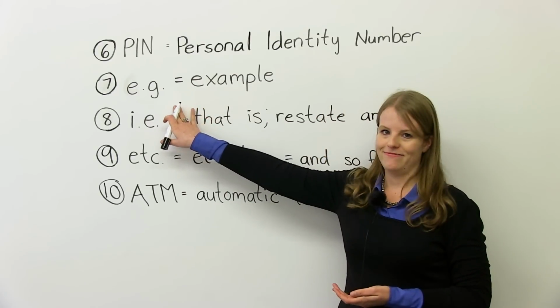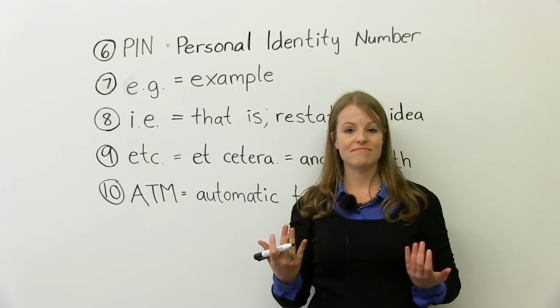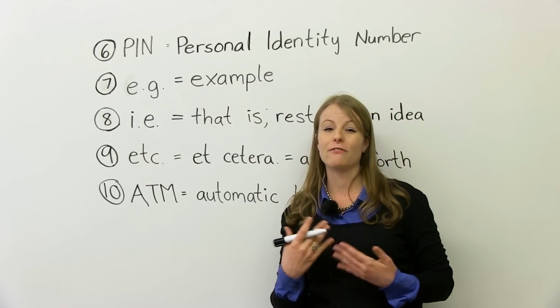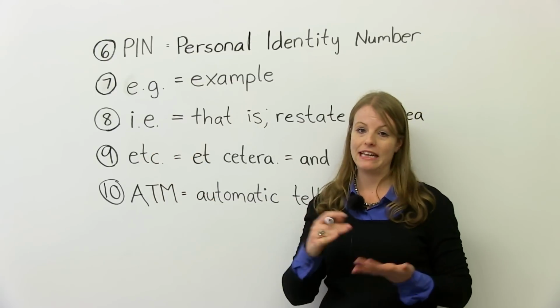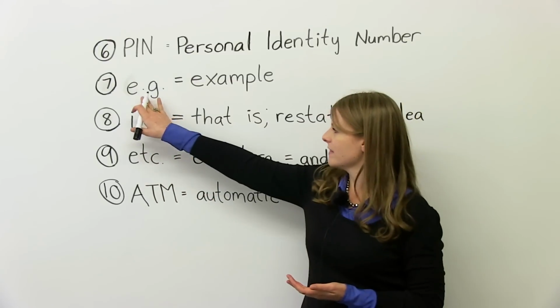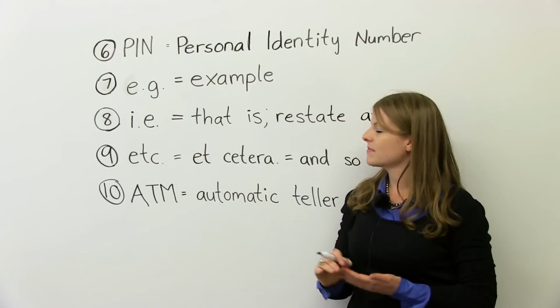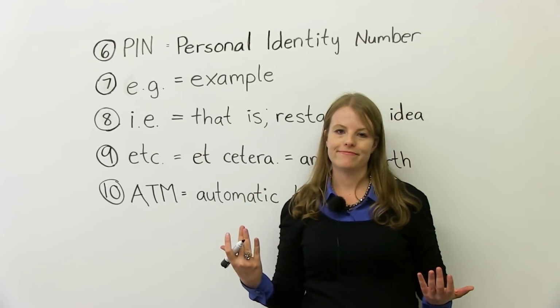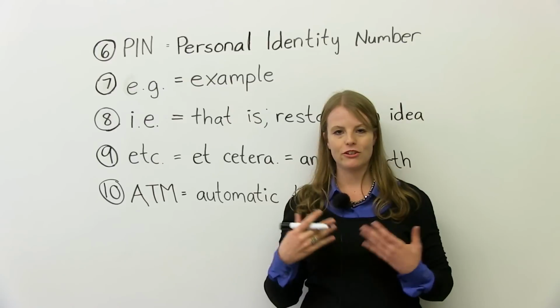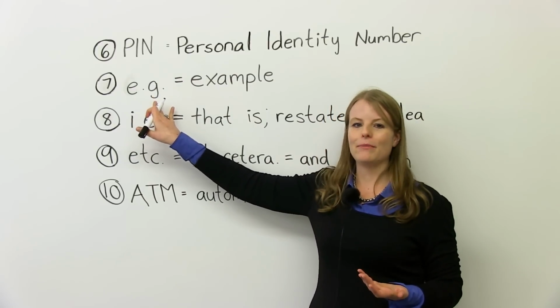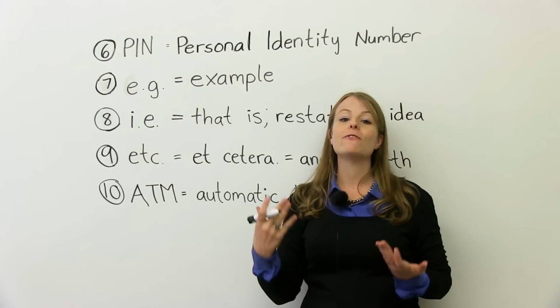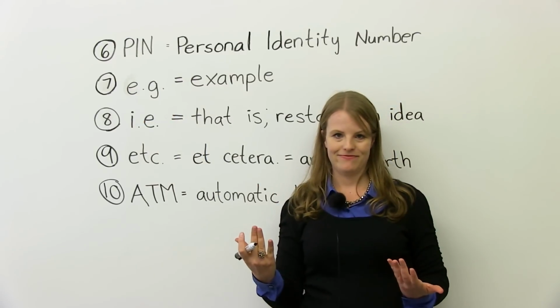Number 7, EG is an abbreviation many people get confused with number 8, IE. So I'll first explain what EG means. So notice first it's E.G. It means example. Okay, so when you're writing, you don't use this in conversation. You don't say e.g. blah, blah, blah. You use it for writing specifically.